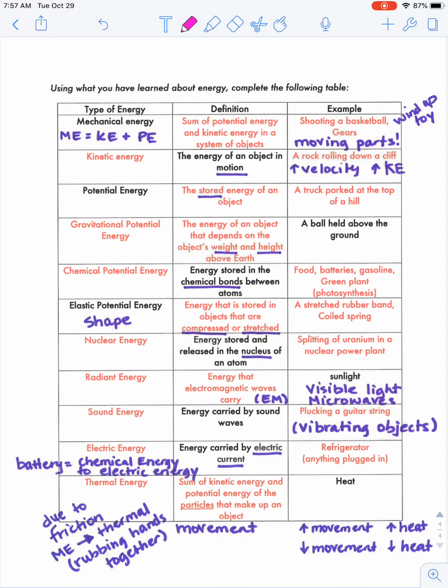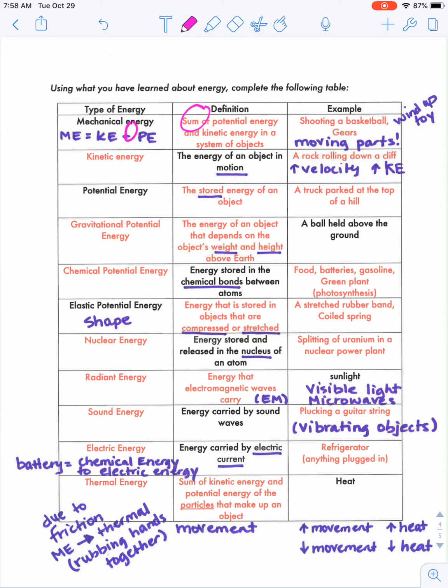So mechanical energy. ME equals KE plus PE. It's the sum of potential energy and kinetic energy in a system of objects. So we're going to be adding these two together, which is what sum means. So anything that has moving parts, wind-up toy, gears, any type of crank on a machinery, shooting a basketball are all examples of mechanical energy.